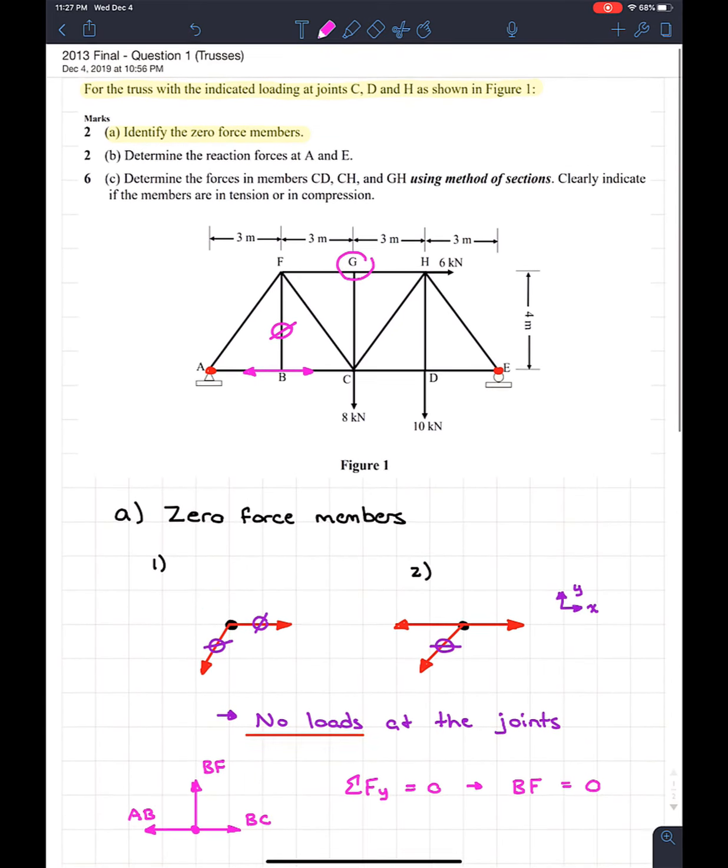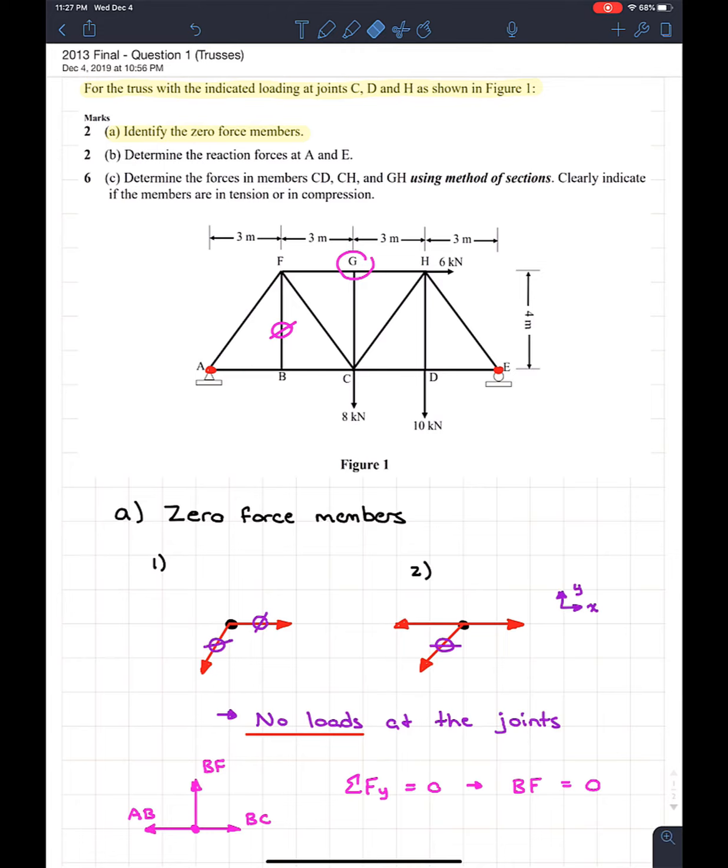If the question doesn't ask you to prove it, like this one right here, just say BF. Don't draw the joint, don't draw anything. Remember, we want to save time. Keep this final going fast. So, perfect. We know that we found 1 zero force member already.